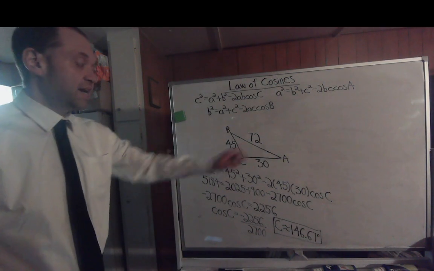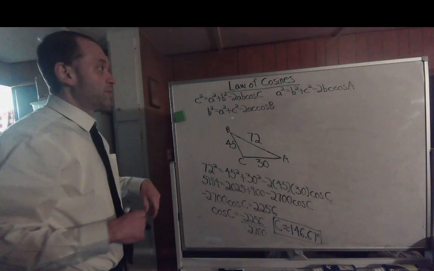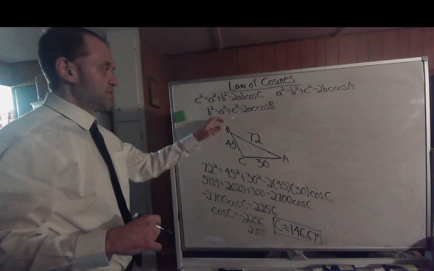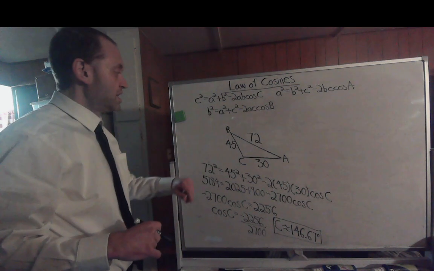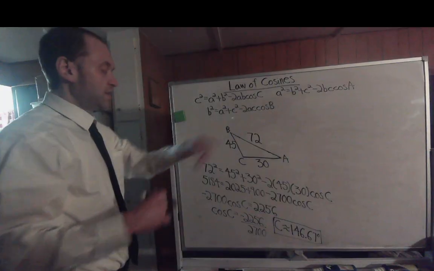Alright, well, let's go for side A. Let's go for angle A now. So if we want to... No, actually, let's go for angle B. This one's been kind of neglected today. So if we want to find angle B, let's use this formula.